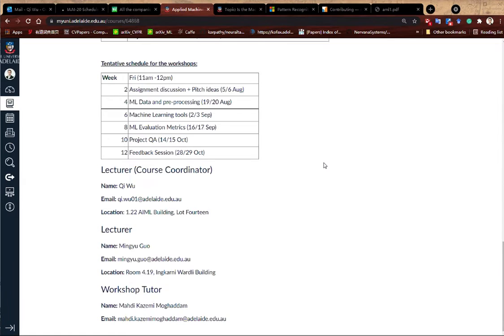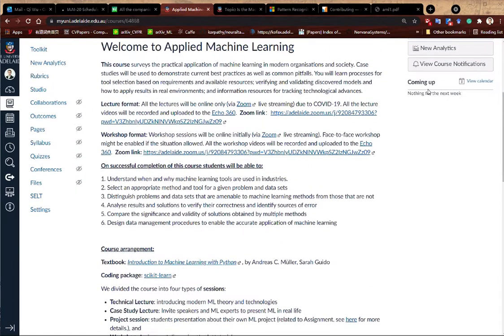So any questions so far? You can type it in the chat room. You can also directly unmute yourself and ask if you want to.